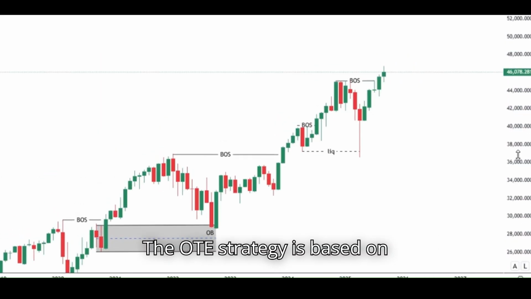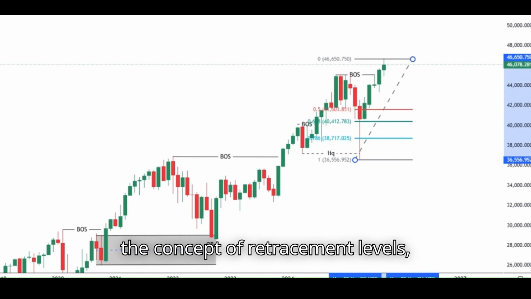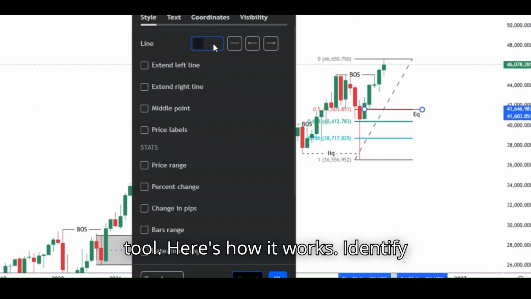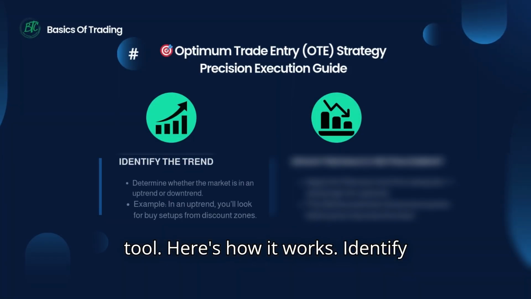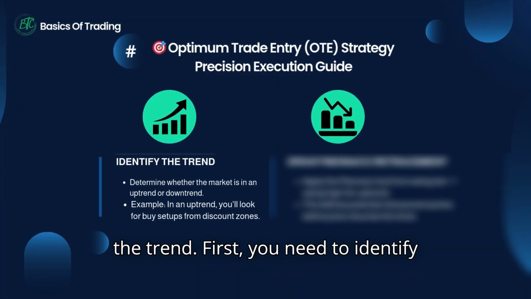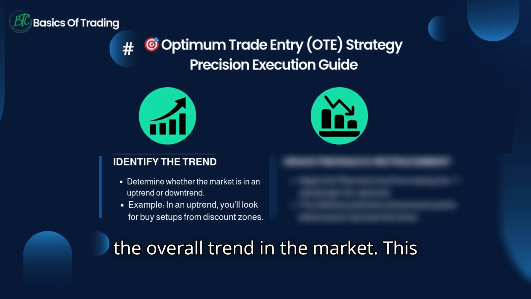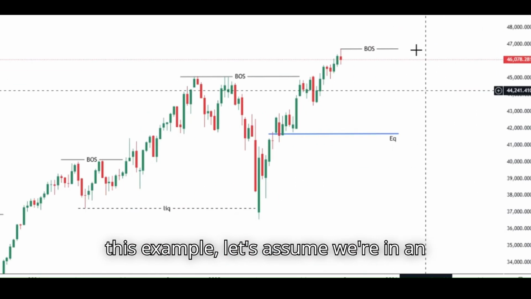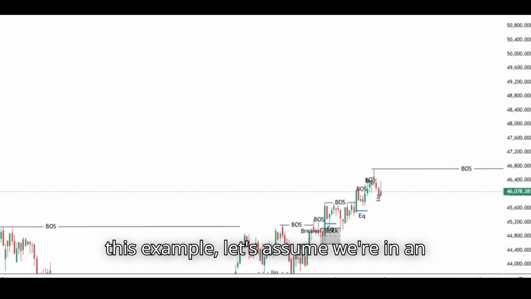The OTE strategy is based on the concept of retracement levels, specifically the Fibonacci retracement tool. Here's how it works. Identify the trend. First, you need to identify the overall trend in the market. This could be an uptrend or a downtrend. For this example, let's assume we're in an uptrend.